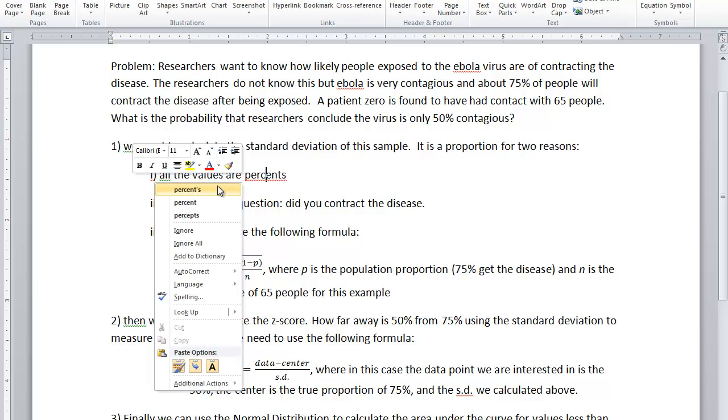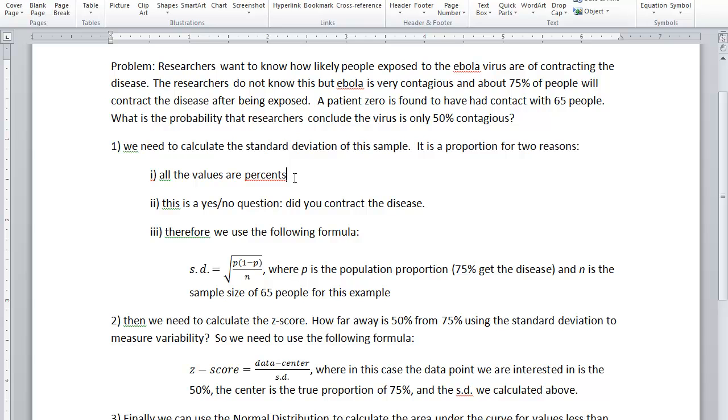Oh, it wants some sort of a... yeah, I don't need that. Okay. So all the values are percents.